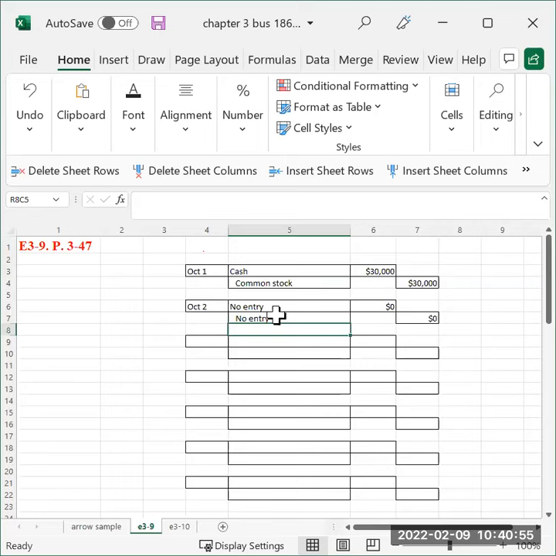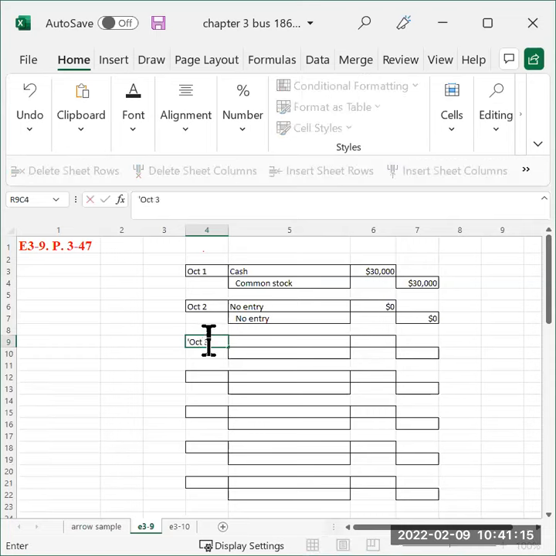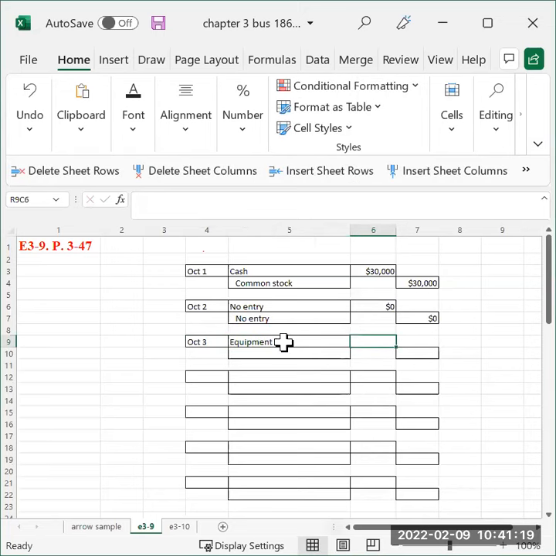October 3rd, buys office equipment for $3,800 on account. So what did we get? Well, we got equipment. And what kind of an account is equipment? Equipment is an asset. Assets have what kind of a balance? They have a debit balance. So to make it go up, we need to debit it. So we're going to put October 3rd. We're going to debit equipment. How much are we debiting equipment? They said $3,800, right? Okay.